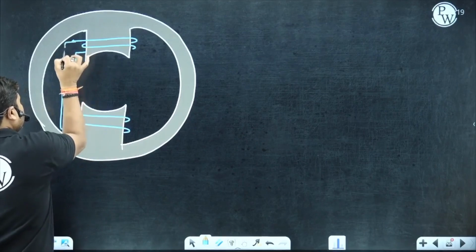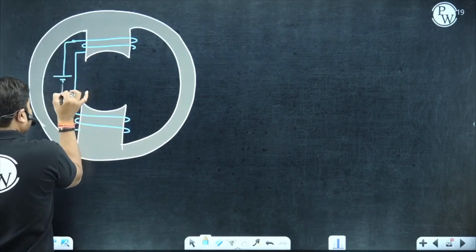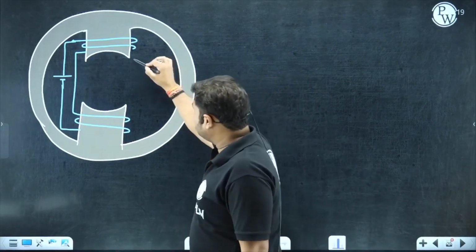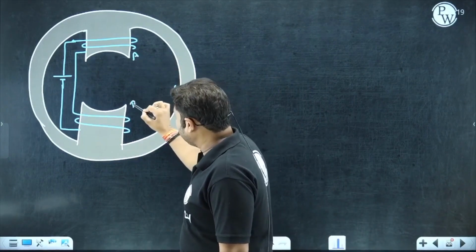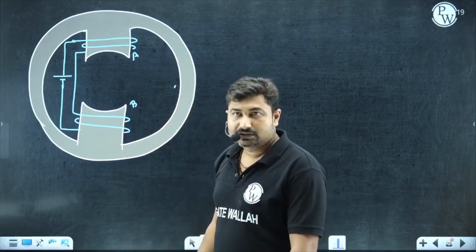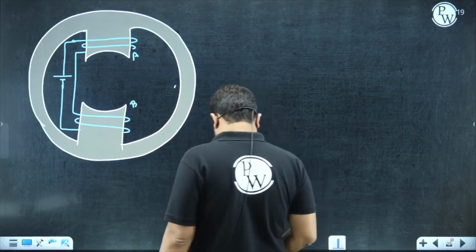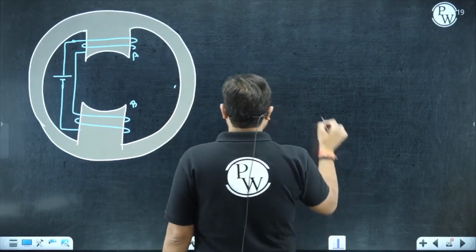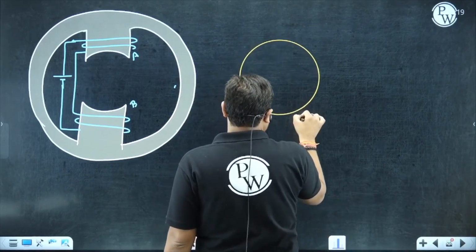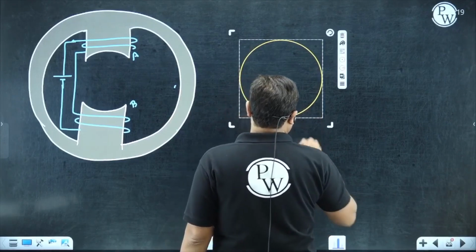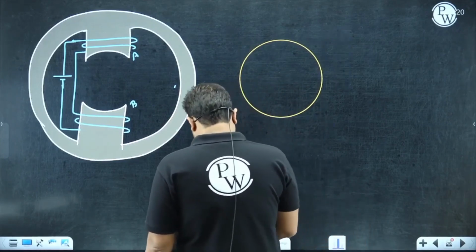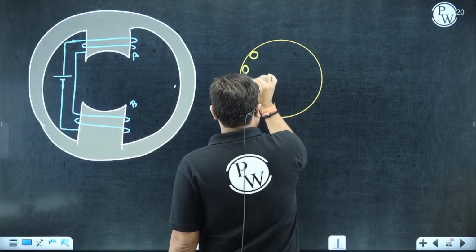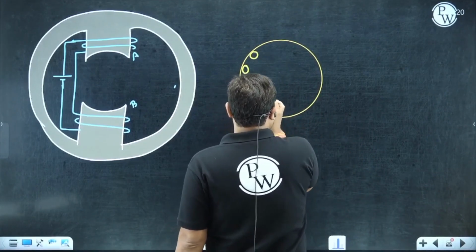And then I am going to apply a DC over this wire. Can you tell me what is the polarity of A terminal and B terminal, which is going to act as a north and which is going to act as a south?